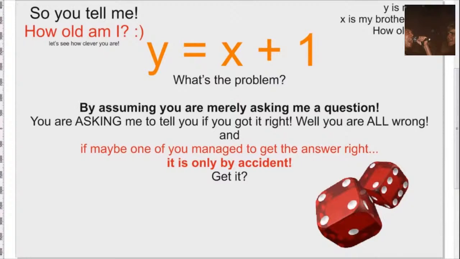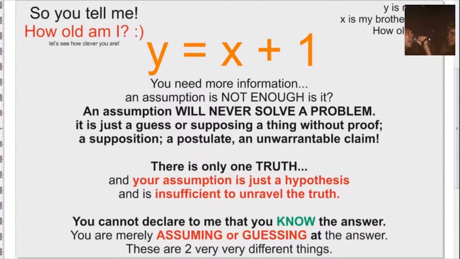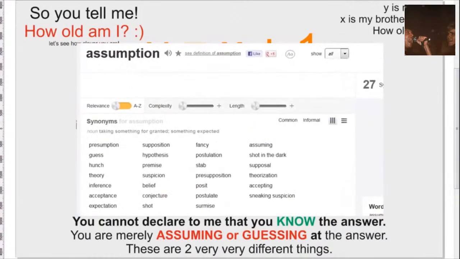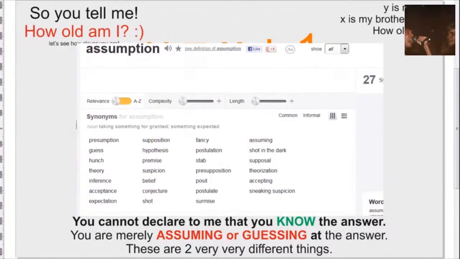By assuming, you are merely asking me a question. You're asking me to tell you if you got it right, when you're all wrong. And if maybe one of you managed to get the answer right, it's only by accident. Since x is unknown, y is also unknown. Everybody can see that. You need more information. An assumption is not enough, is it? An assumption will never solve a problem.